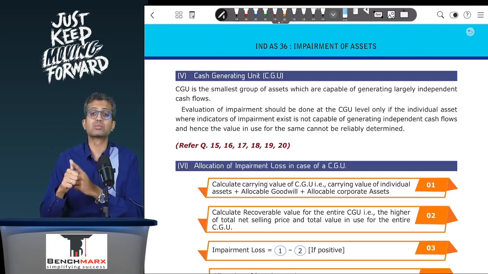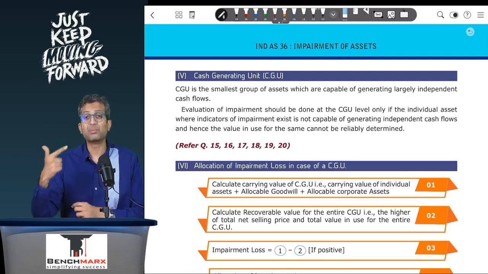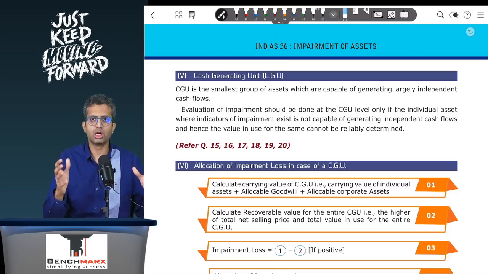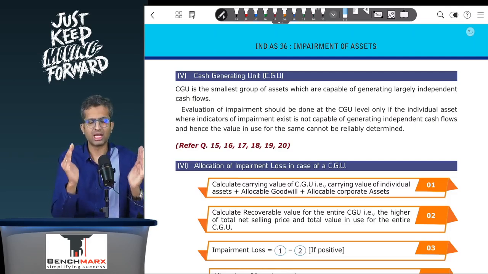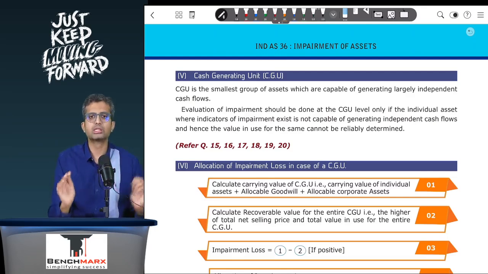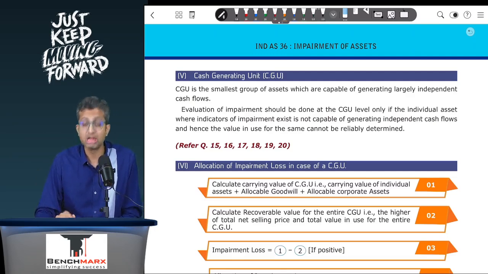First, it is the smallest group of identifiable assets. Second, which is capable of, and third, generating a largely independent cash flow. So there may be a group of 4 machines which can make a bottle of Coke, and that can be a cash generating unit. That can be in one factory. There may be 10 such factories. Your cash generating unit can be just those 4 machines inside a factory which are capable of generating largely independent cash flows.